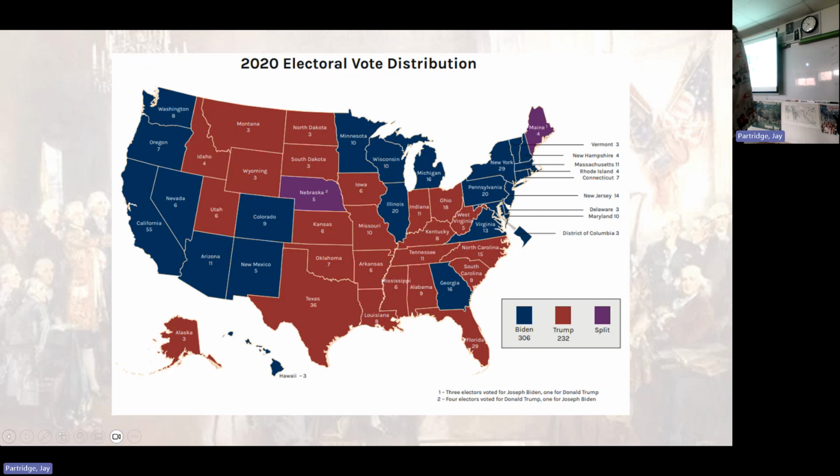What state in 2020 got the most votes for Harris? California. That makes sense. Most populous state. California, 55 electoral votes. Texas, 36. 29, 20. Illinois is 20.